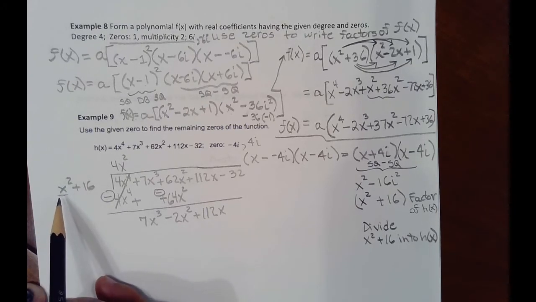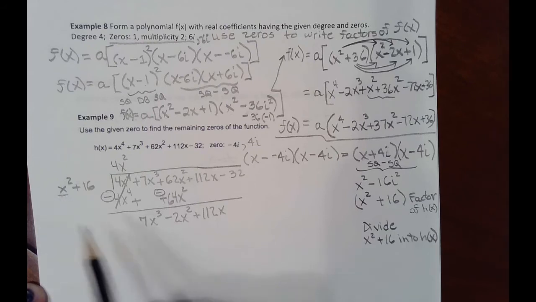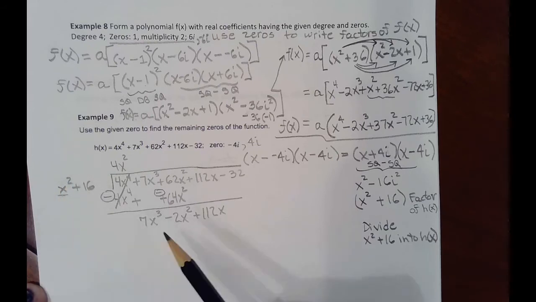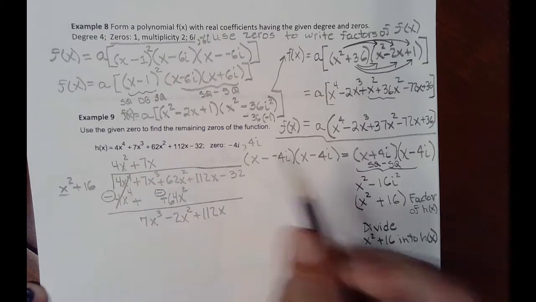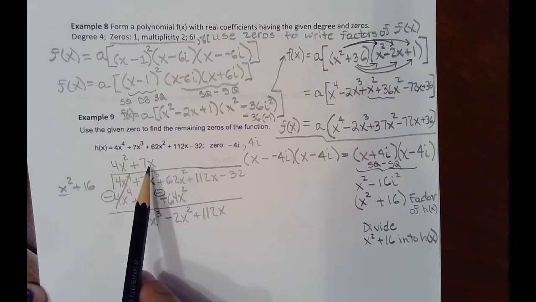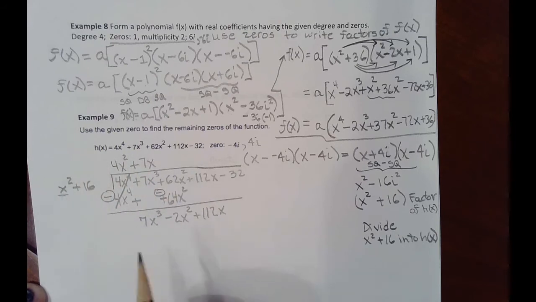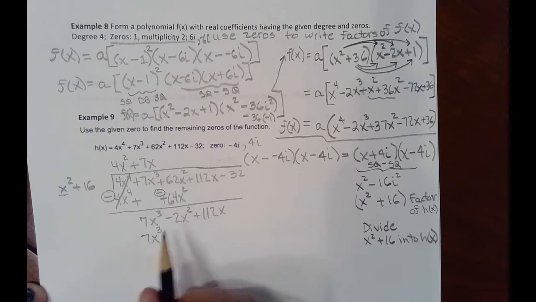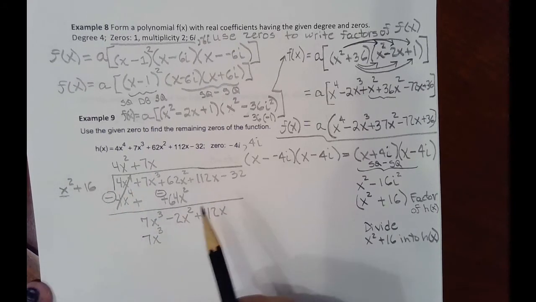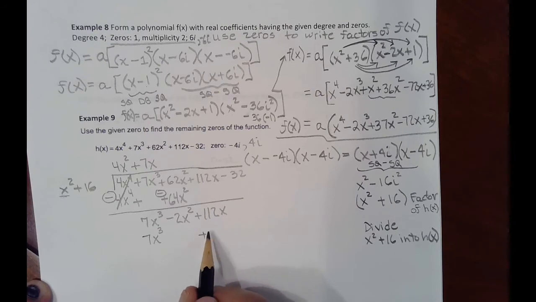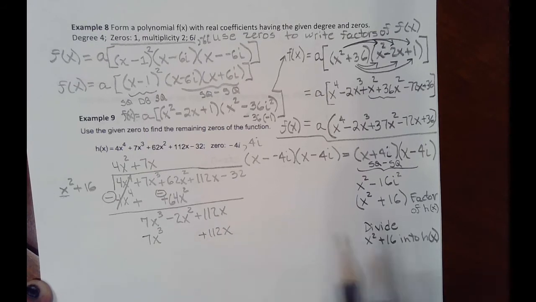So what do you have to multiply x squared by to get 7x cubed? You'd have to multiply 7, and you'd need an additional x to turn it into that. So 7x. Okay, we now have our second term in the quotient. Now multiply it by everything in the divisor. So 7x times x squared is 7x cubed, and then 7x times 16, that's 112x. Yep, 112. So 7 times 16 is 112x. That's going to go right here. It's the column that it belongs in.